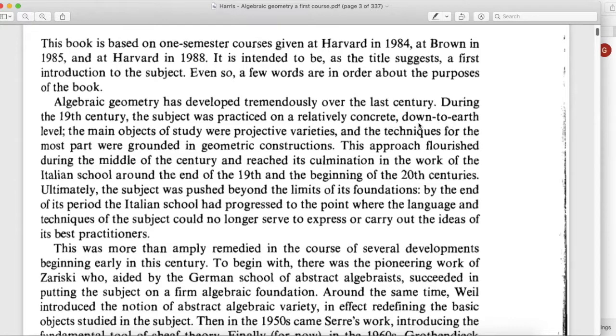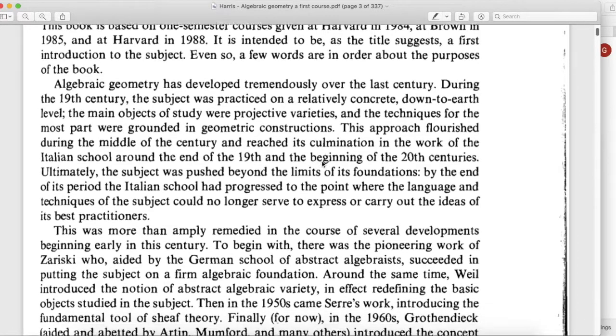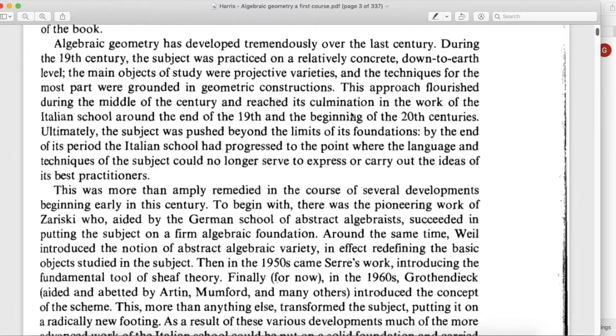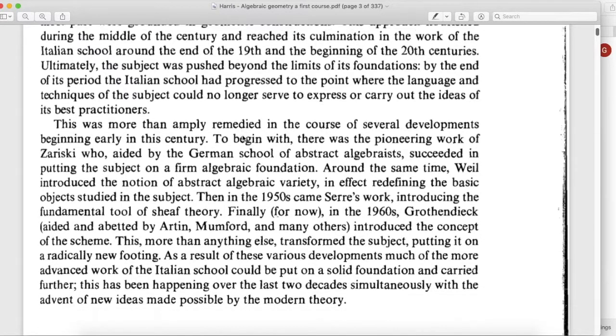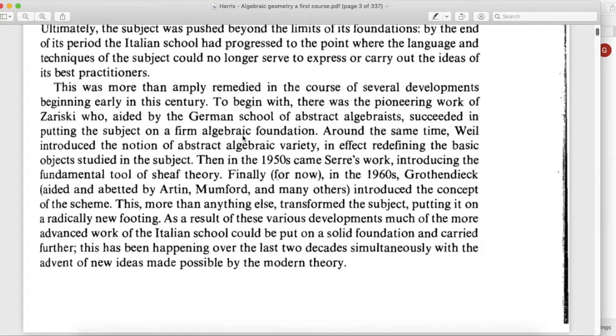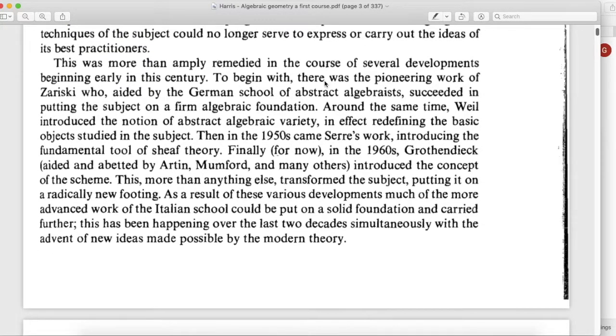It used to be practiced at a relatively concrete, down-to-earth level. The main objects of study were projective varieties, and the techniques, for the most part, were grounded in geometric constructions. This approach flourished during the middle of the century and reached culmination in the work of the Italian school into the 19th century. Ultimately, the subject was pushed beyond the limits of its foundations. By the end of the period, the Italian school had progressed to the point where the language and the techniques of the subject could no longer serve to express and carry out the ideas of its best practitioners. That's interesting. This was more amply remedied in the course of several developments beginning early in this century.